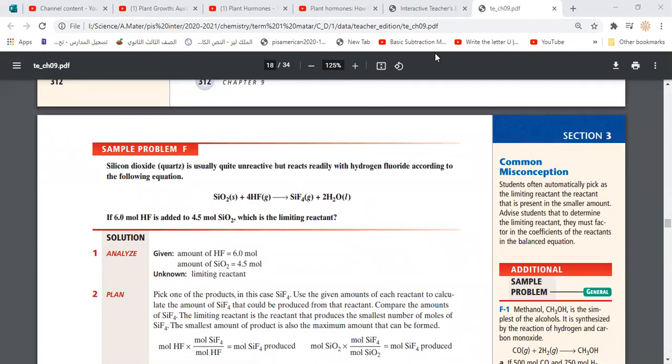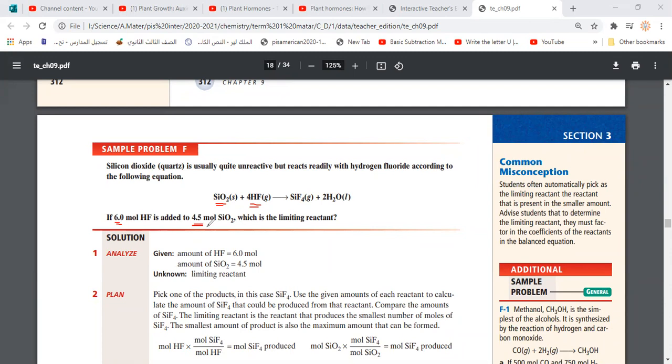Hassan Gouda, you raised your hand. HF is the limiting reactant. How do you know? 1 mole of silicon reacts with 4 moles of HF. I got that 1 mole of silicon requires 4 moles of HF. So how could you know? He gives you here 6 moles of HF and 4.5 moles of SiO2. So how could you know which one is the limiting reactant?